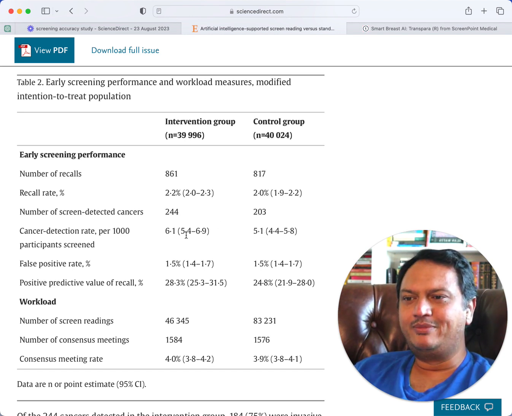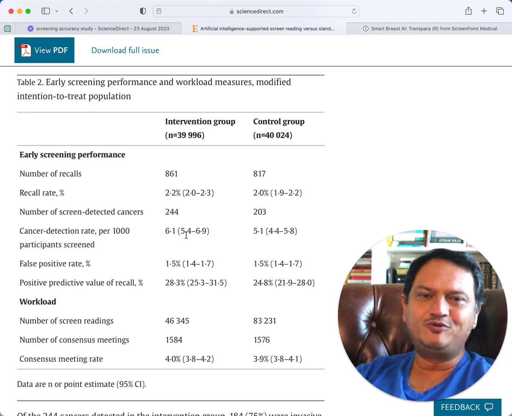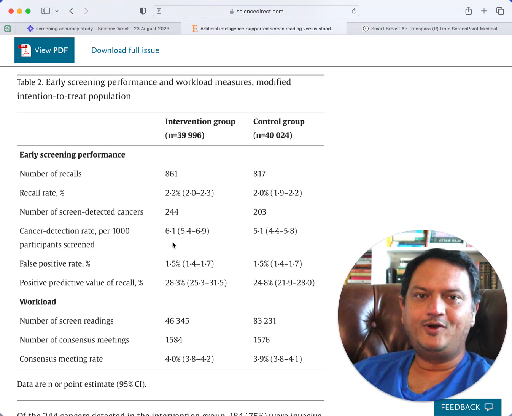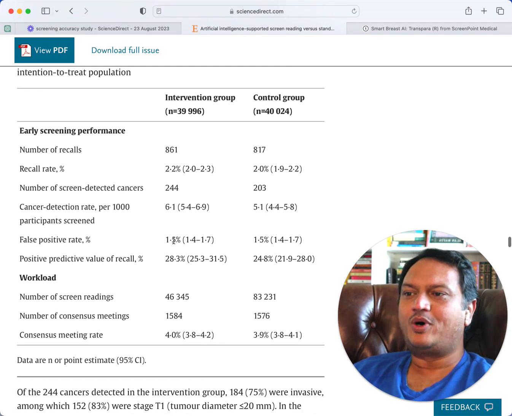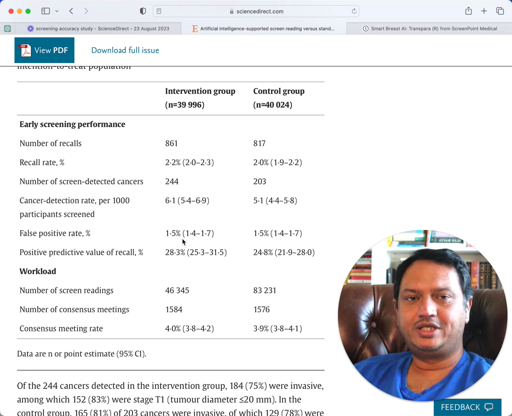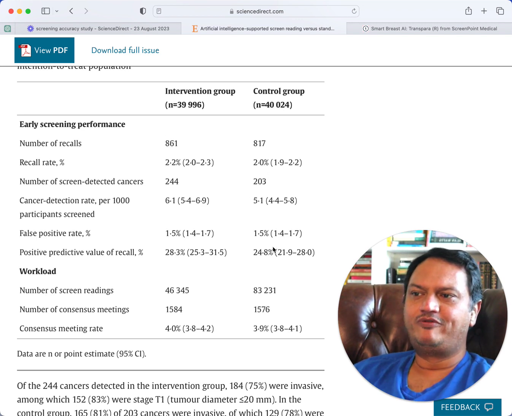So the number needed to treat, or NNT, or number needed to diagnose: if you need to diagnose one more cancer patient, then you need 1,000 patients to detect one more when you're using AI over two radiologists, right? False positive rate, meaning how many turn out to be not cancers even though they were called back, is 1.5%. So that's like this 2.2%, out of these 2.2%, 1.5% were false positive, these recalls, right? And out of these 2%, 1.5. So the false positive rate is the same. It's not that AI is overcalling.